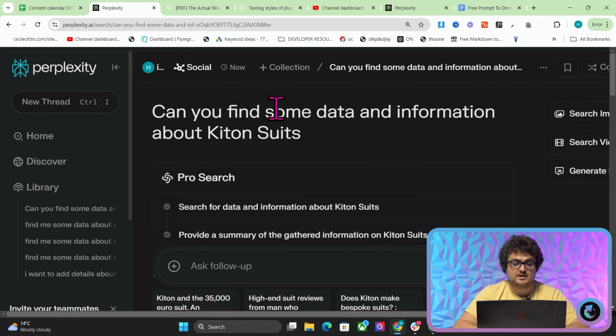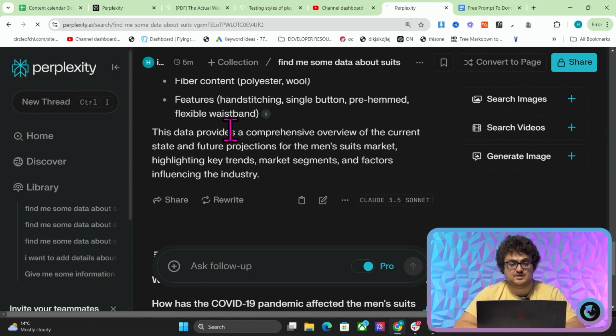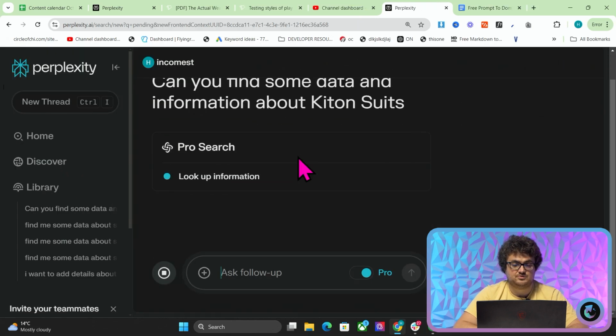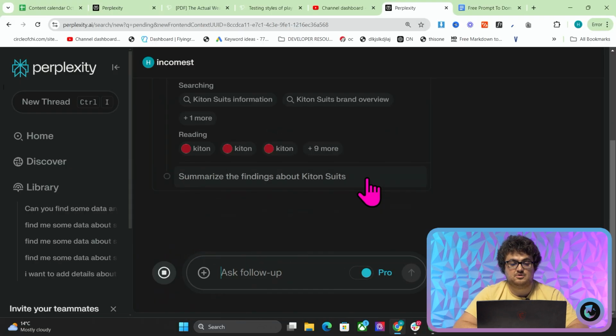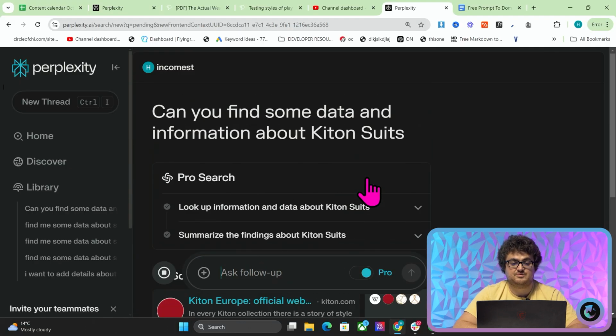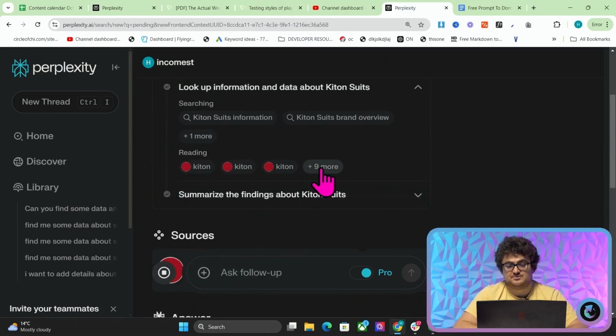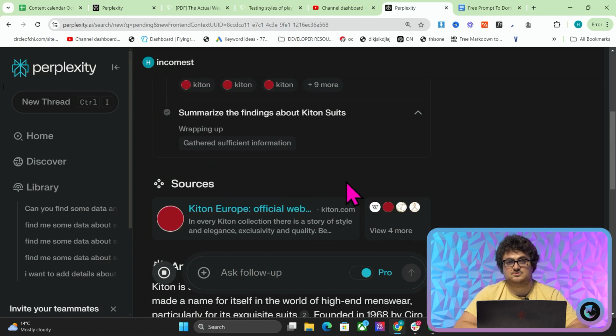So what I kind of want to highlight here is the difference between this and if I just do the same search without the focus on social. As far as I know, there will be nothing negative in here. It will all just be positive, positive, positive. Because what it does is it takes the information straight from the horse's mouth. And Kiton aren't going to say that their suits are overpriced, right?